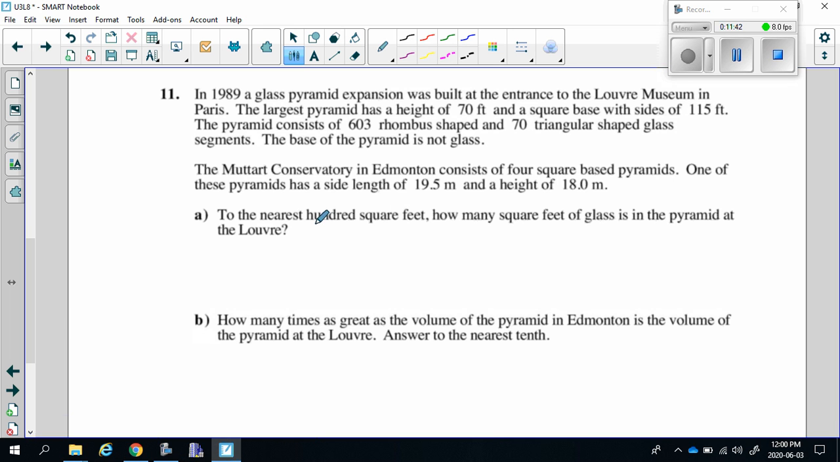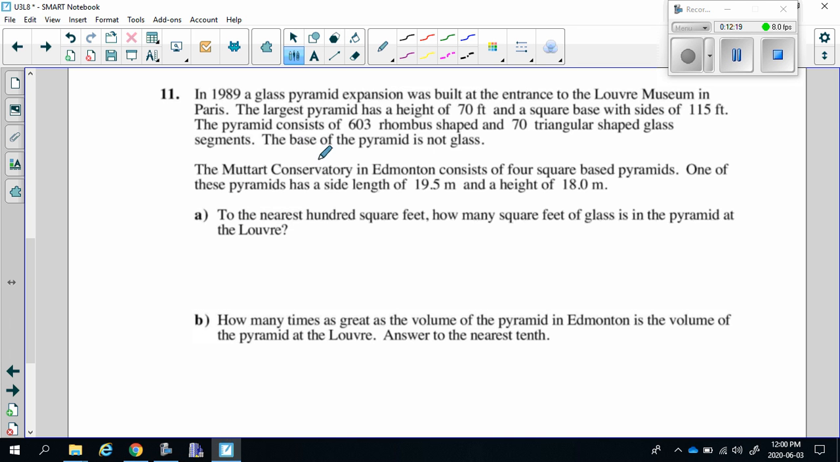Let's try question number 11. In 1989, a glass pyramid expansion was built at the entrance to the Louvre Museum in Paris. The largest pyramid has a height of 70 feet and a square base with sides of 115 feet. The pyramid consists of 603 rhombus-shaped and 70 triangular-shaped glass segments. The base of the pyramid is not glass.